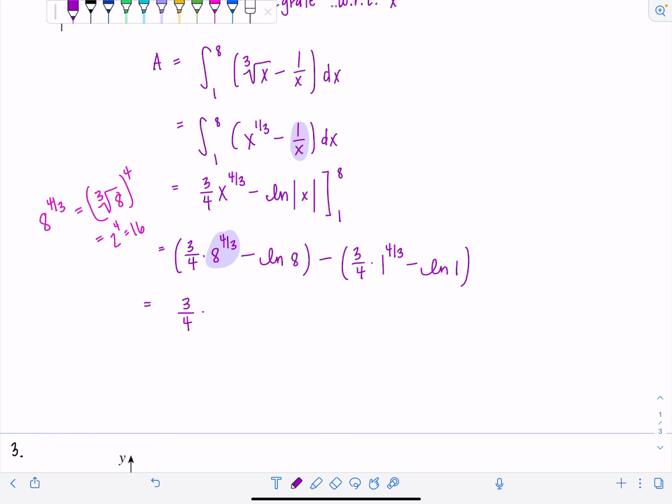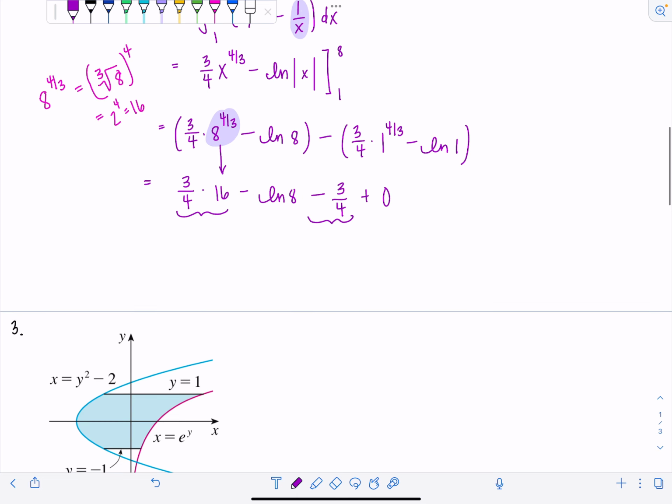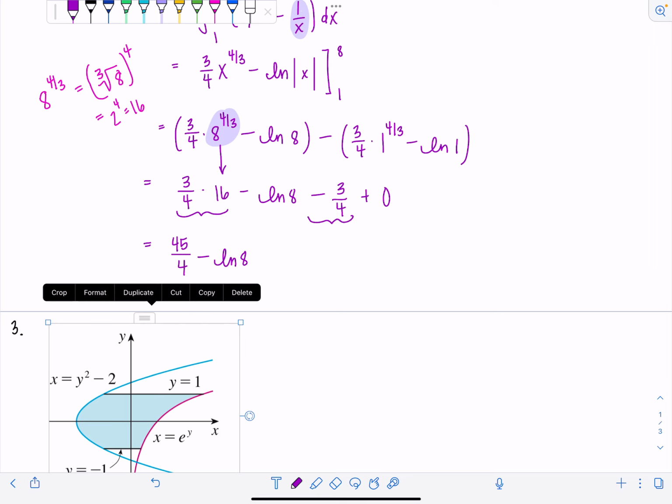Oh, that's all it was? That was 16 in disguise? Yes. Minus ln of 8 minus 1 raised to any power is just 1, so that's 3/4. And then ln of 1 is 0. Okay, so here we've got 16 times 3, that's 48 over 4, minus 3 over 4, so that'll be 45 over 4, minus ln of 8. That's it.